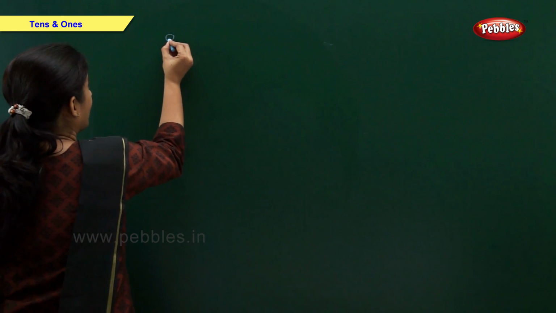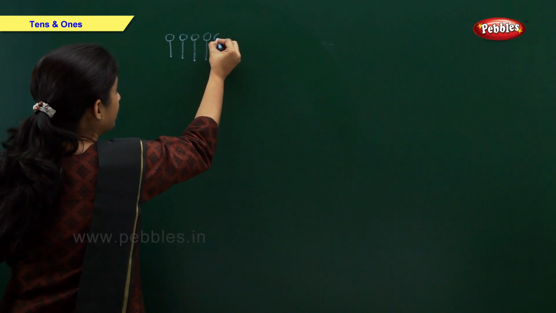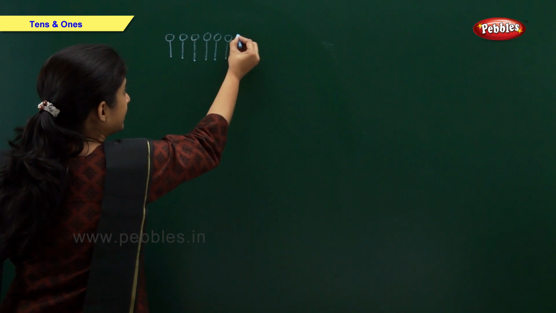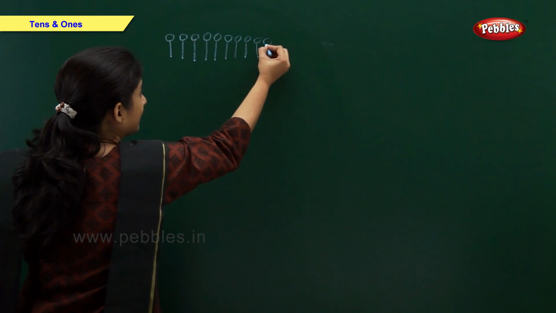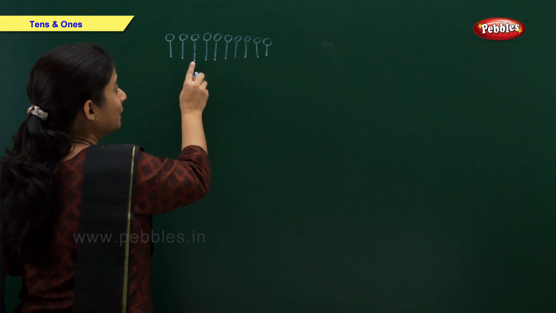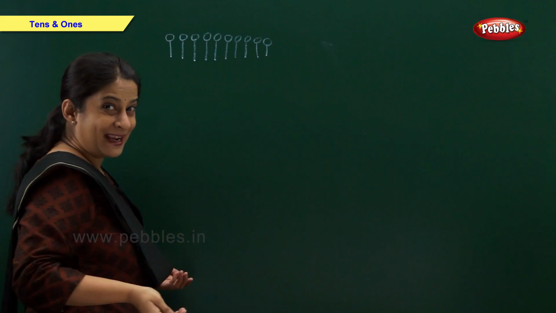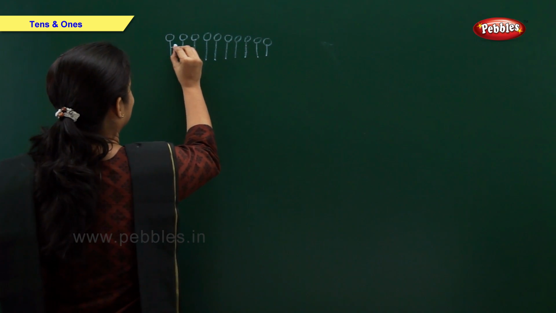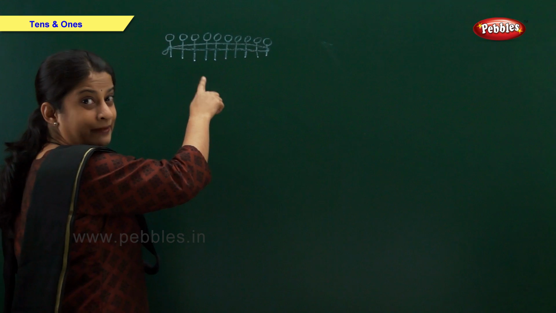Let's make a bundle of 10. 1, 2, 3, 4, 5, 6, 7, 8, 9, 10. Now we have 10 lollipops. 1, 2, 3, 4, 5, 6, 7, 8, 9, 10. Now let's make a bundle of these lollipops. 10. Let's make one more bundle.